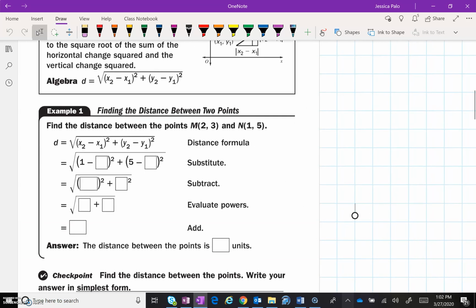So just like slope, we are going to label our coordinates. So I'm going to do point M, (2, 3). This is going to be x1 and y1. And then this one, point N, (1, 5), is going to be x2 and y2. This is why we always label our points. You have been trained to label your points.